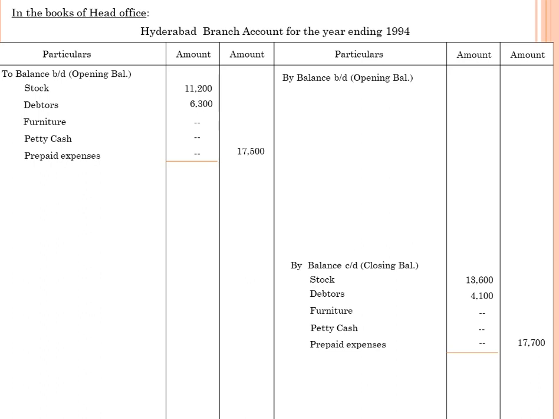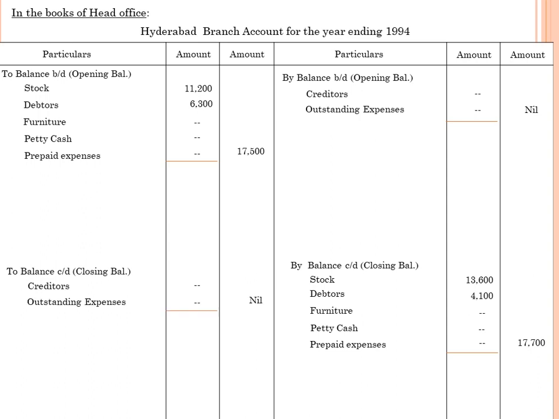Now on the credit side, by balance brought down, the opening liabilities. Creditors we don't have. Outstanding expenses also we don't have. Find the total, outer column nil. And now we move on to the debit side, the closing balance of liabilities. To balance carried down the closing balances, creditors we don't have any values. Outstanding expenses also we don't have. Find the total, outer column nil. In preparation of branch account, this is process number 1. What are the items we have at opening? The same items should be at closing. What are the items at opening liabilities? The same items should be in liabilities also.